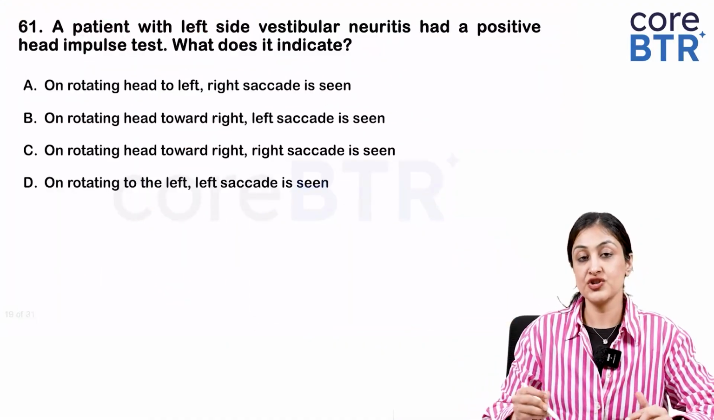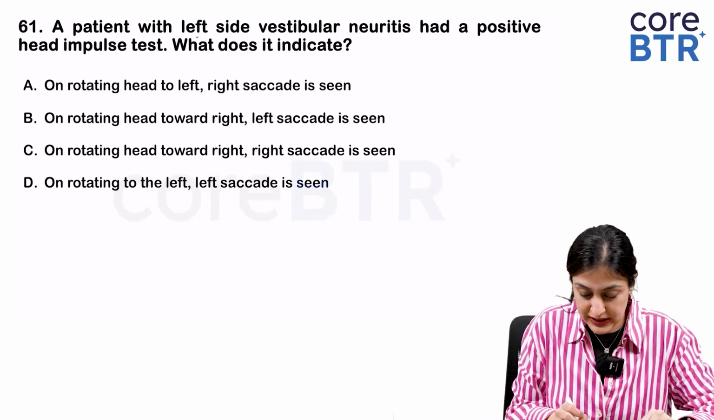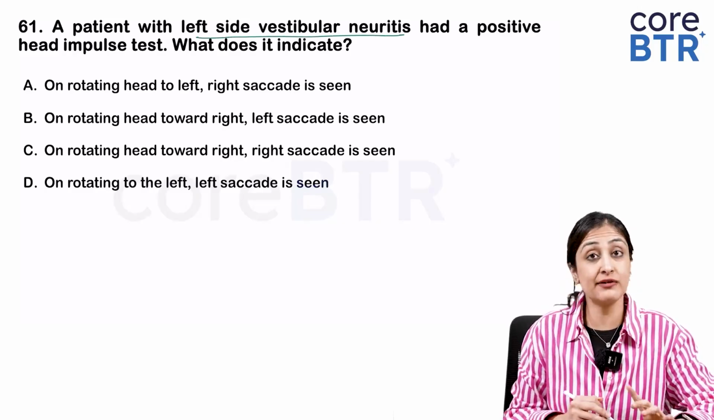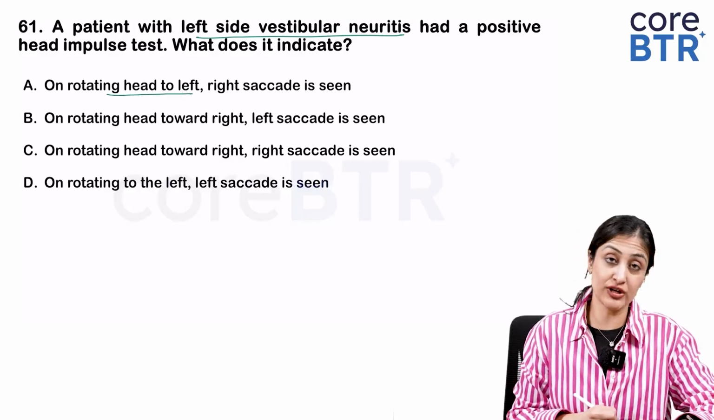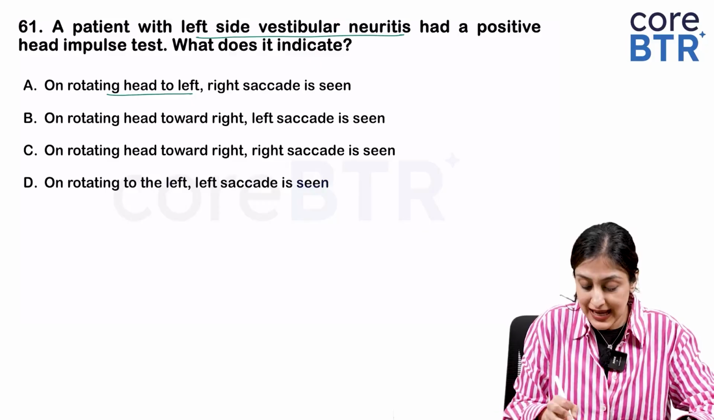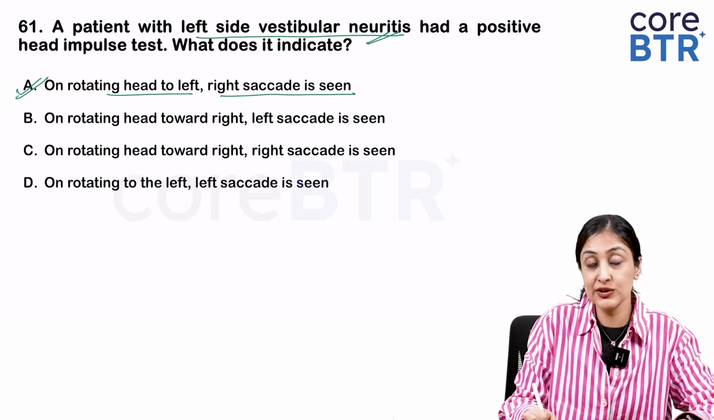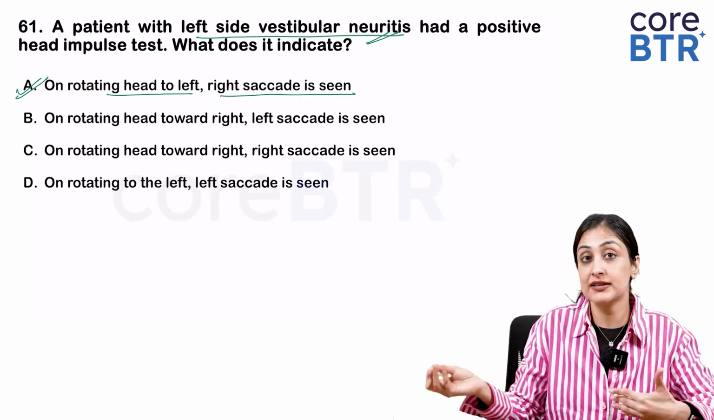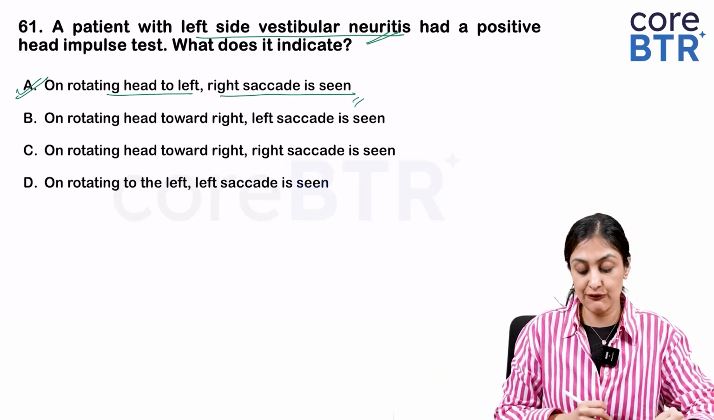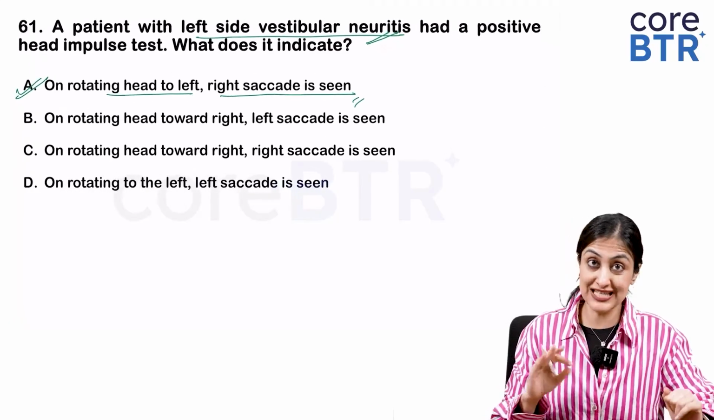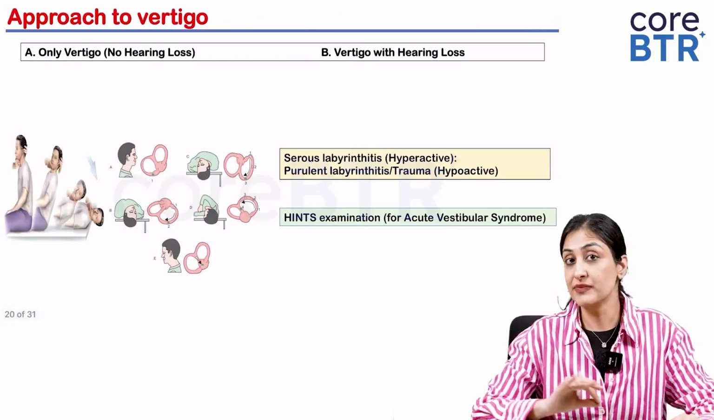So just to clarify, this is what the previous year question came, so that you can understand. So if somebody has a left-sided vestibular neuritis, you have to rotate the head on that side, whatever side is the suspicion, right? And the saccade will be on the opposite side. So remember, whichever side has the neuritis, try it on both sides. The saccade will be contralateral. Alright, so this is how we identify. So I hope this topic is clear. The buzzword is contralateral.